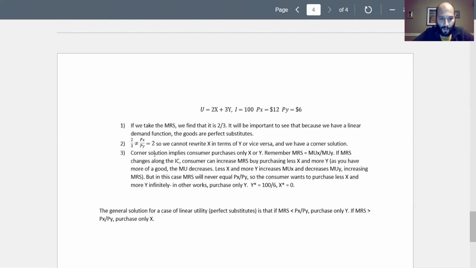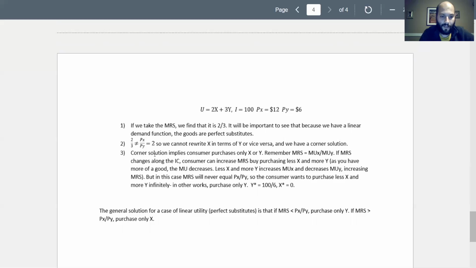So in this case, we have a marginal rate of substitution, MUX over MUY, which is too low. We would like, if possible, to increase that MRS. How can we increase MRS? Well, we can buy less X. Buying less X increases the marginal utility of X, so it increases MRS. Or we can buy more Y, which decreases the marginal utility of Y, thereby increasing MUX over MUY, or both.